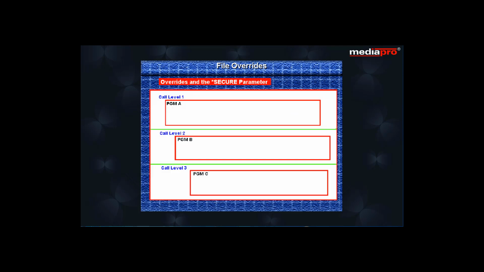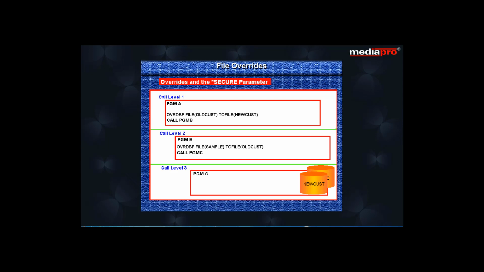For example, suppose in program A, we override the file oldcast with newcast and then call program B. In program B, we override a file sample with the file oldcast and call program C. Now whenever program C makes a reference to the file sample, it will actually be accessing the file newcast, as the overrides have all been merged.